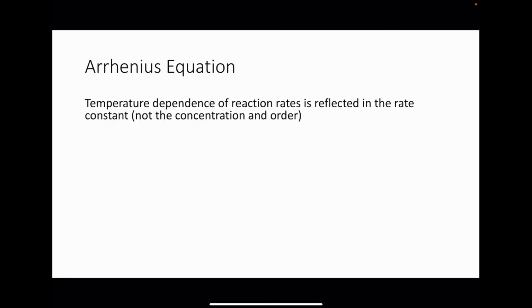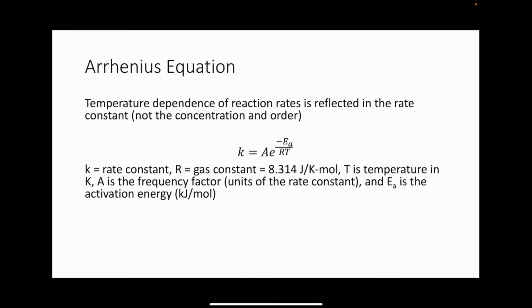Okay, so the temperature dependence is reflected in the rate constant. The concentrations themselves are not going to change with temperature, so the order of the reaction will not change with temperature. So it's all focused into the rate constant, and there's one way to express that. k is our rate constant. k equals A e raised to the minus EA over RT, where EA is our activation energy, R is our gas constant, T is the temperature, and A is some pre-exponential factor, or frequency factor, as we'll call it.